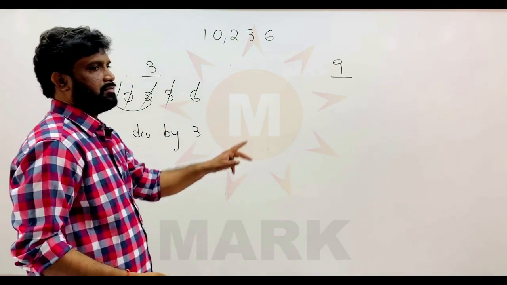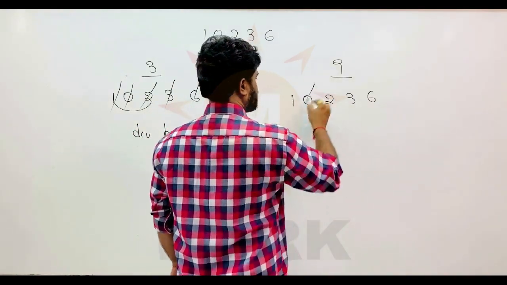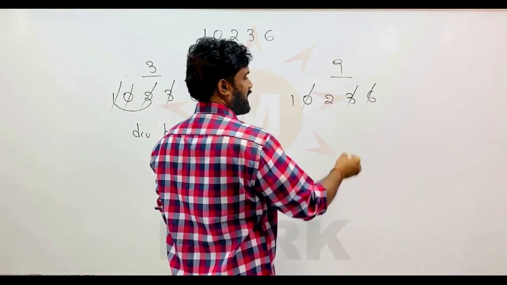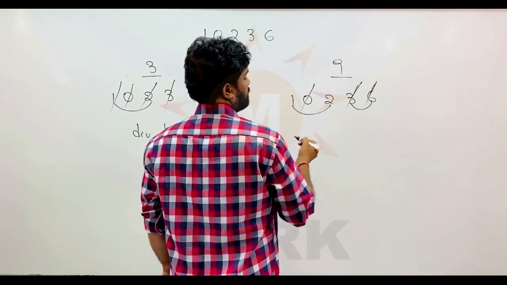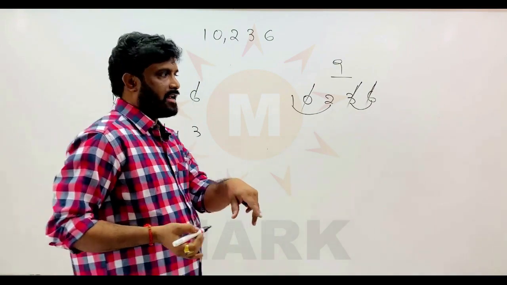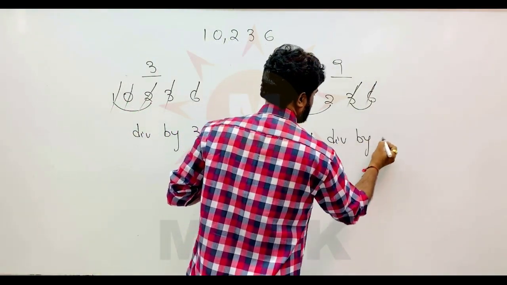Now coming to 9. 10236. First I am striking off zeros. 3 plus 6 gives 9, so that's why I am striking it off. Then 1 plus 2 is giving only 3. So 3 is not divisible by 9. That means this number is not divisible by 9.